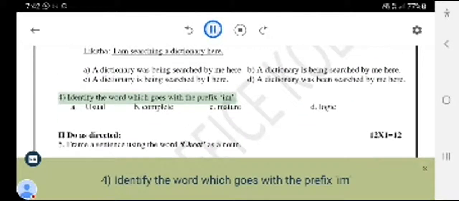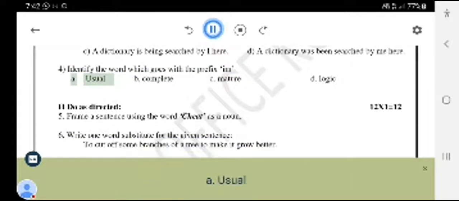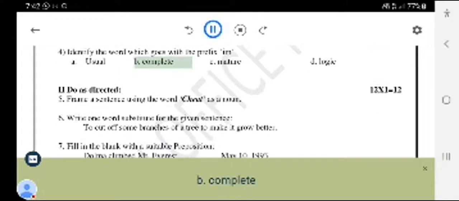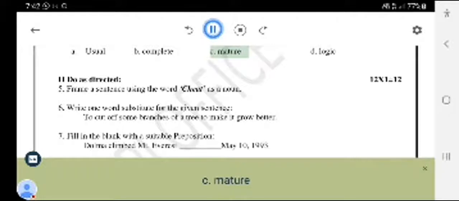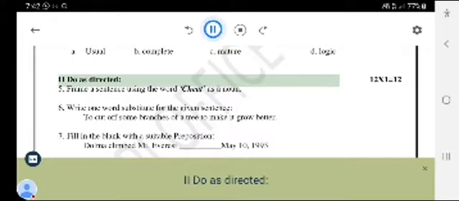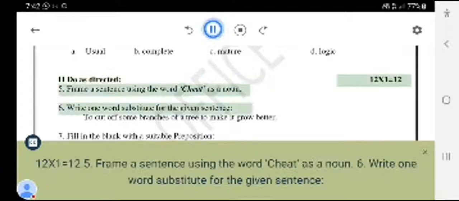4. Identify the word which goes with the prefix im. A. Usual. B. Complete. C. Mature. D. Logic. Two marks each, 2x1 = 2. 5. Frame a sentence using the word cheat as a noun.